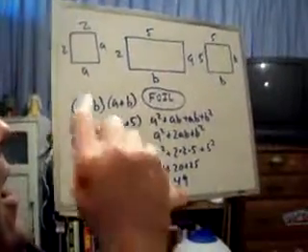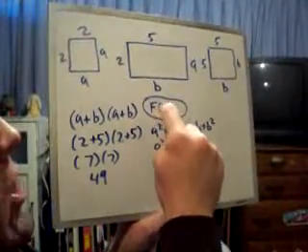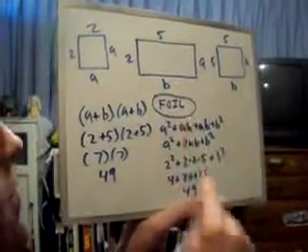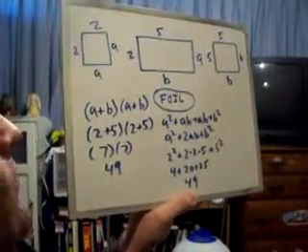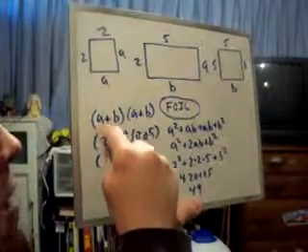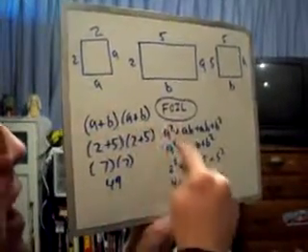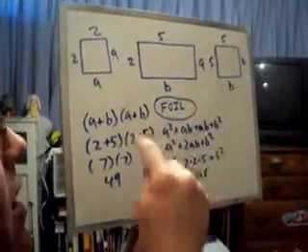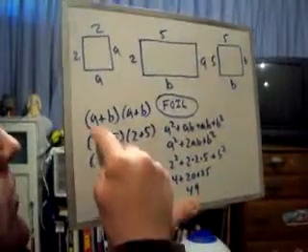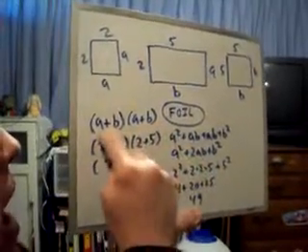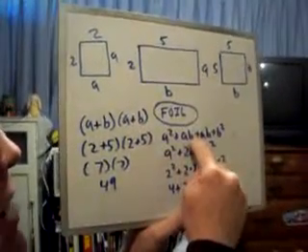FOIL stands for first, outer, inner, last. That's what it stands for. Okay? What's the first term here? It's an a. What's the first term here? It's an a. a times a is what? a squared. Now, what about the outer terms? This is the outer term here, and this is the outer term here. a times b is ab.